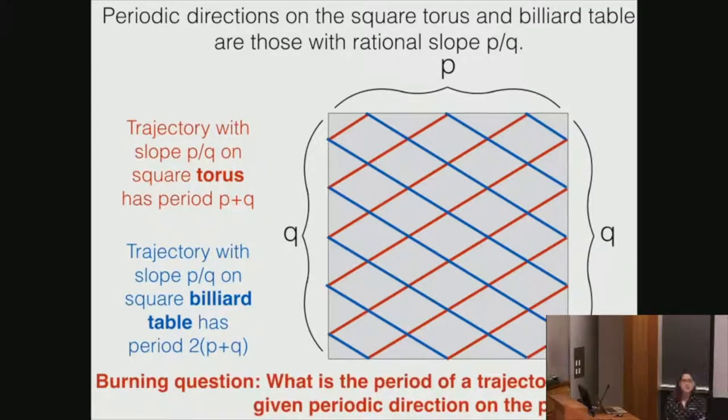But what I want to know is, what's the period of a trajectory in a given periodic direction on the pentagon? We'll talk about what the periodic directions are for the pentagon. Suppose you have your favorite periodic direction, and you give it to me, and I say, okay, and I hit the ball in that direction, how many times is it going to bounce before it repeats? This was my burning question, starting in like 2010. That was a while ago. Think of where you were in 2010. I was wondering about it.